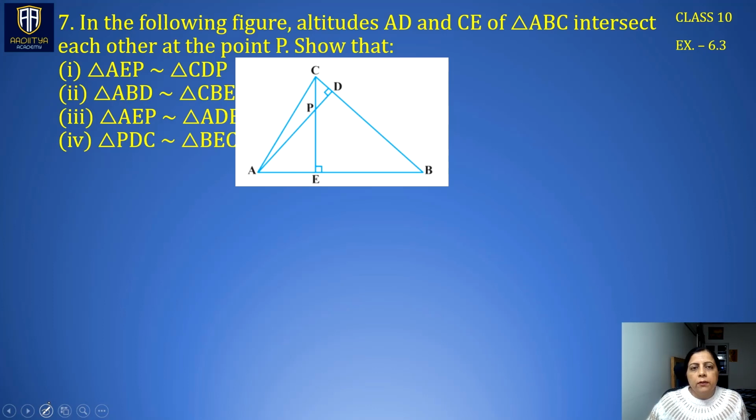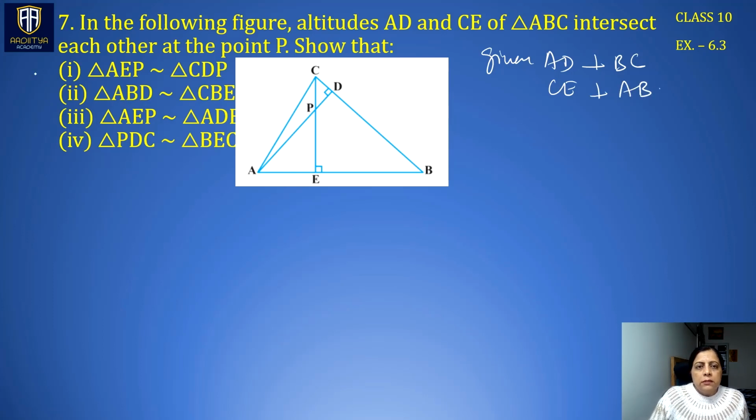Next, in this figure, these are the four parts that we have to prove. This is the whole figure that we are given. The only thing we have to keep in mind is that AD and CE are perpendiculars. You can write here AD is perpendicular to the whole BC and CE is perpendicular to the whole AB, right? So I'm starting with the first part.